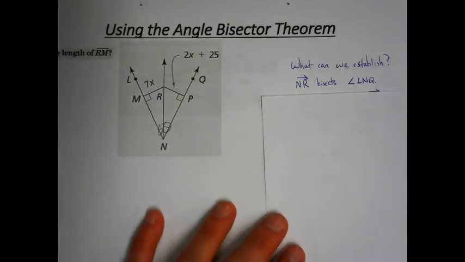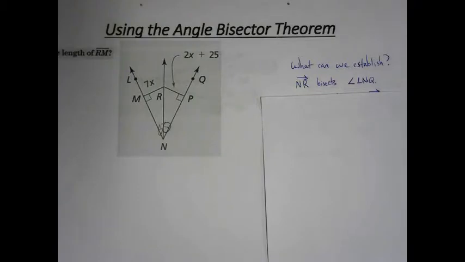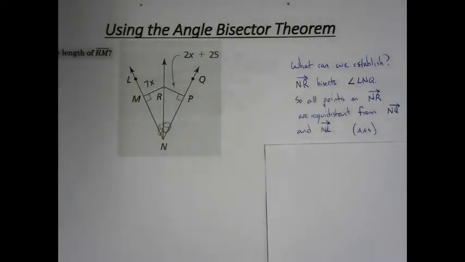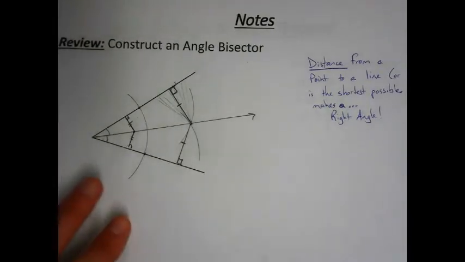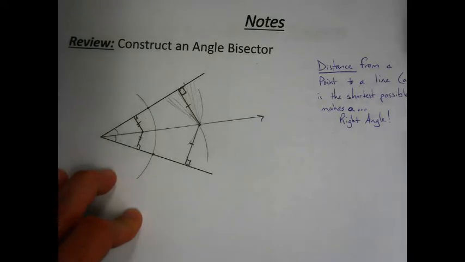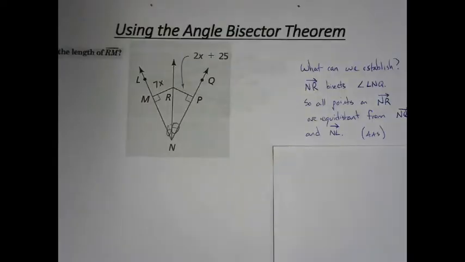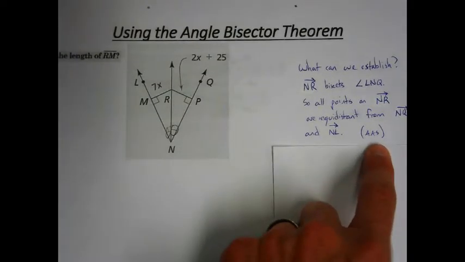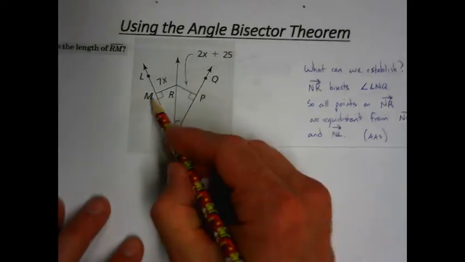Now, what does that mean? If you remember from our construction example, that means all the points on NR are equidistant from the sides. And you remember how we talked about the distance from a point to a line, right? It makes that 90-degree angle. Remember that? Rewind to the beginning of the video. Or we can use angle side congruence, right? So that means basically what this means.